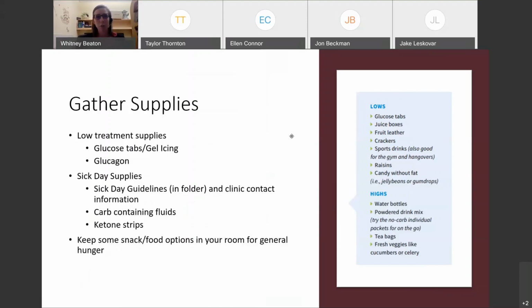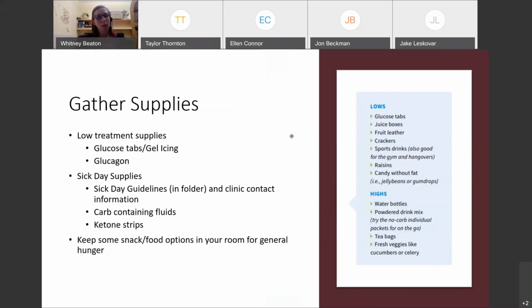So kind of going along with being prepared is gathering supplies and thinking about what you need to take with you to school. So obviously you need the things that you use day to day, your insulin, your needles or your pen needles or syringes or your insulin pump, your CGM supplies. Those are all kind of obvious.